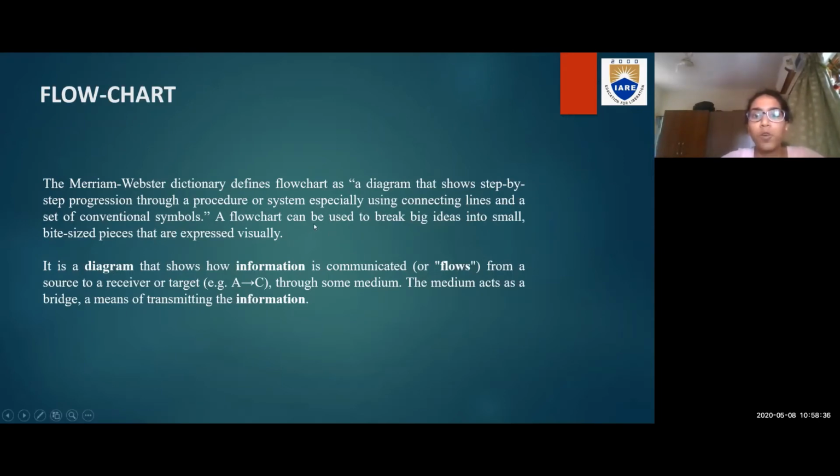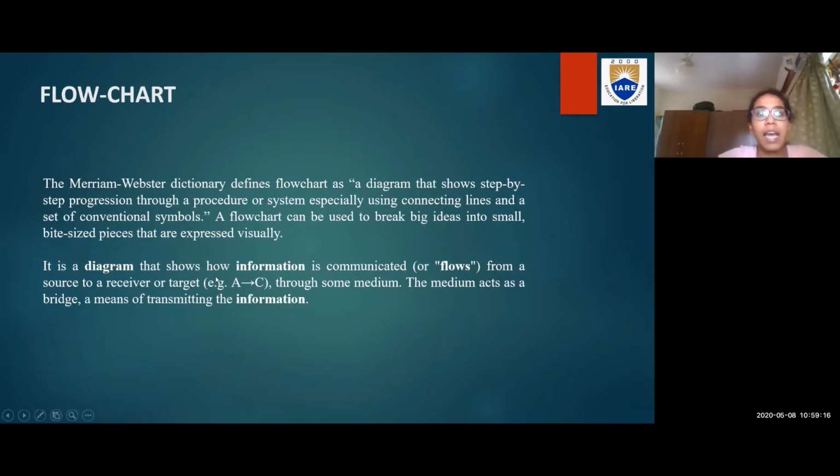Now, a flowchart can be used to break big ideas into small bite-sized pieces that are expressed visually. This is the main important point of why we use a flowchart. It is basically used to break big ideas. That is, all your complex ideas, everything which is big, can be broken into small bite-sized pieces and yet can be understood in a very simple manner. Rather than understanding your complex ideas in a complicated way, you can break them into small pieces in the form of a flowchart and understand it.